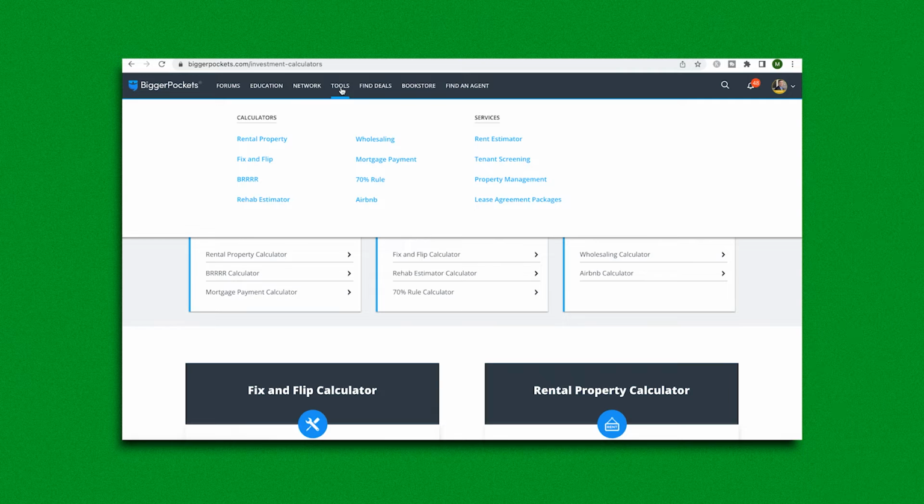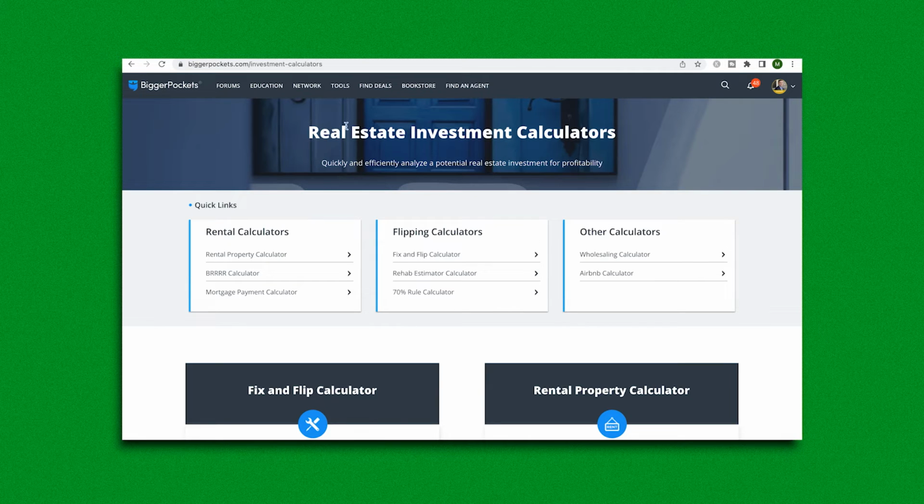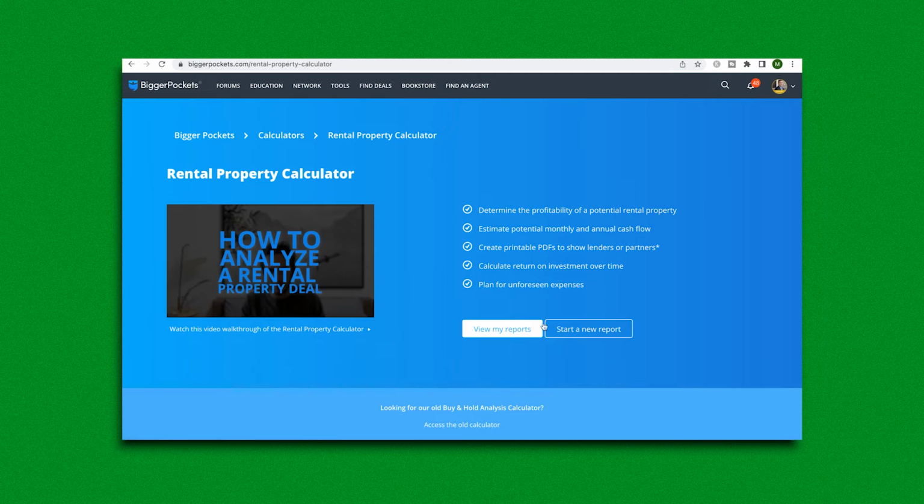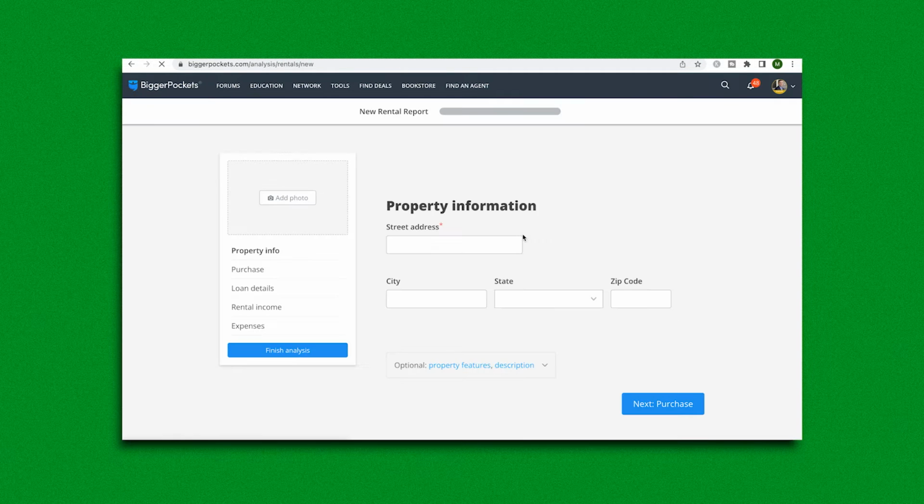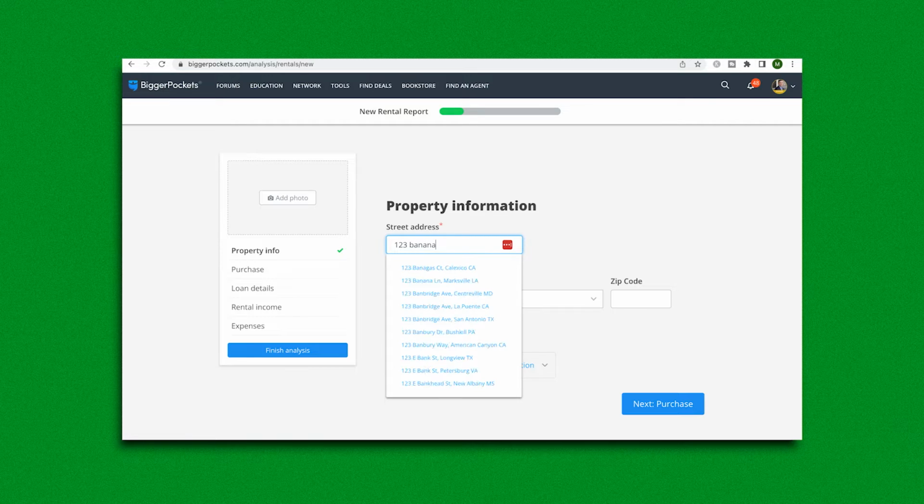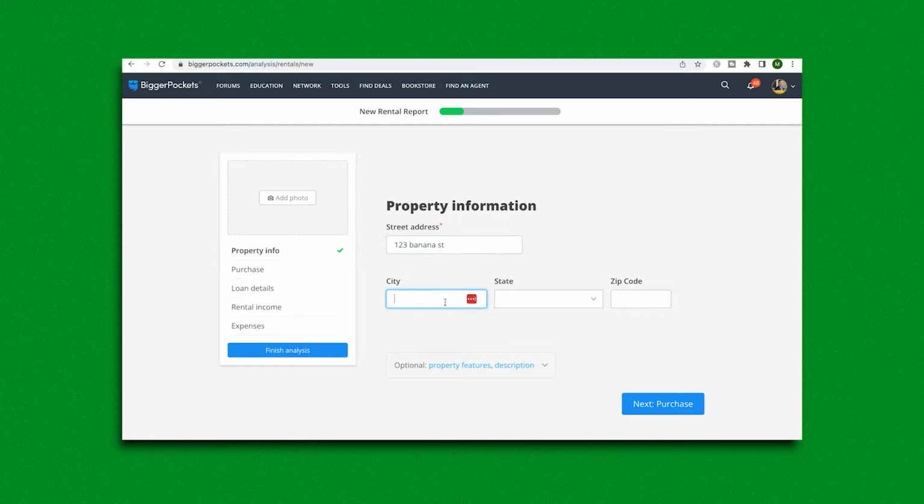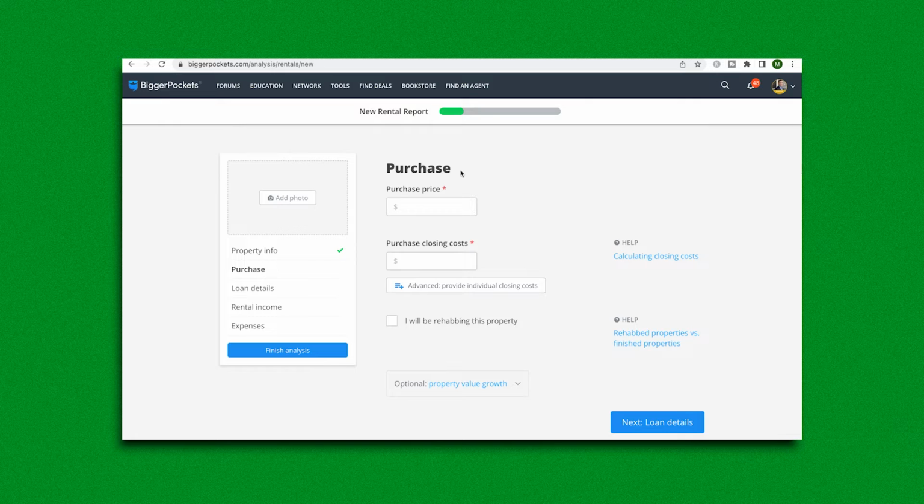And under tools, there are the calculators. So let's just look real quick at a rental property calculator. I can view my reports or start a new report. We'll start a new one here. And you're just going to put in the address, 123 Banana Street in Atlanta, Georgia. We'll call it 30315. And now you're going to go to your purchase price.